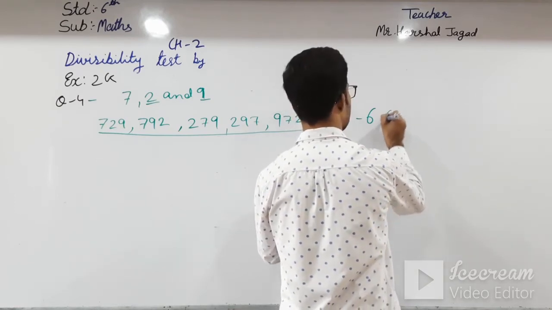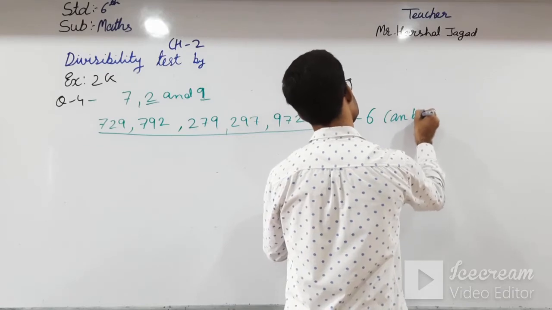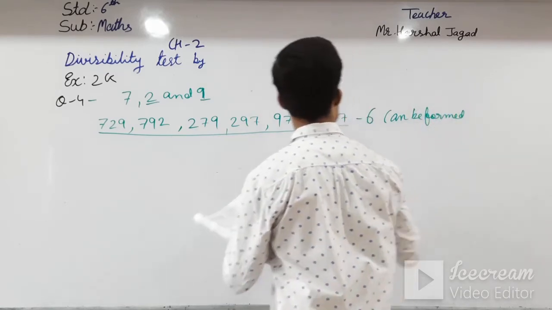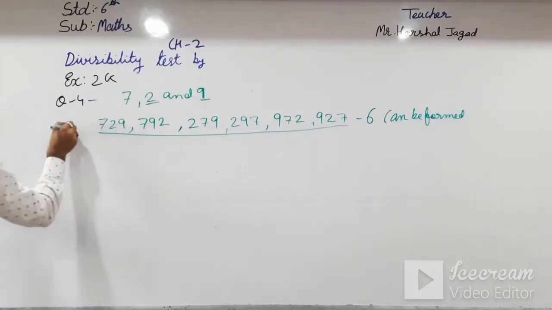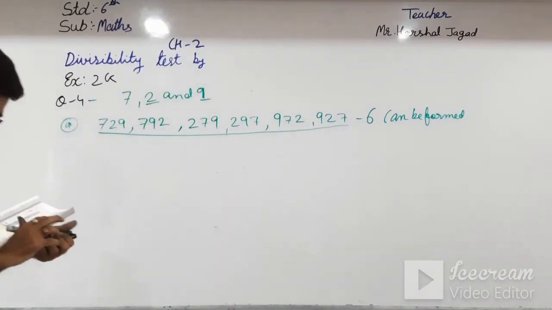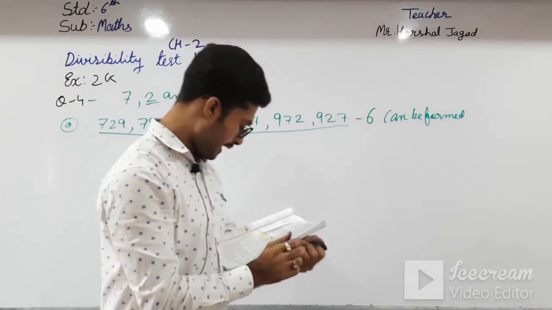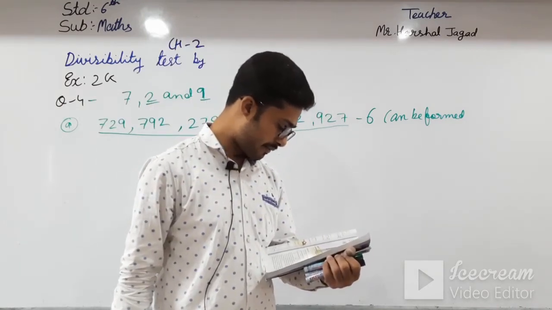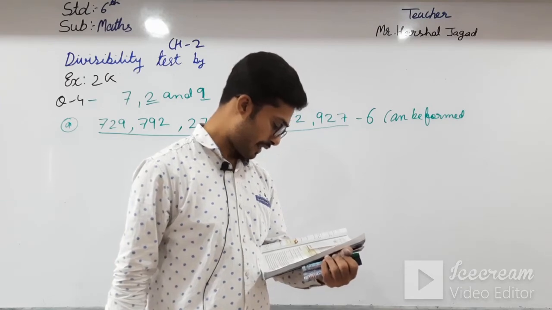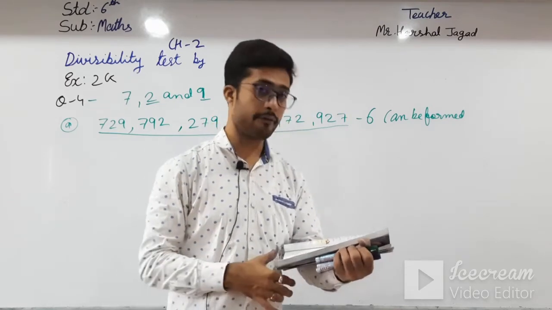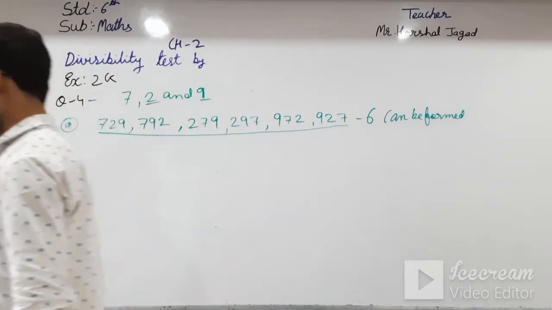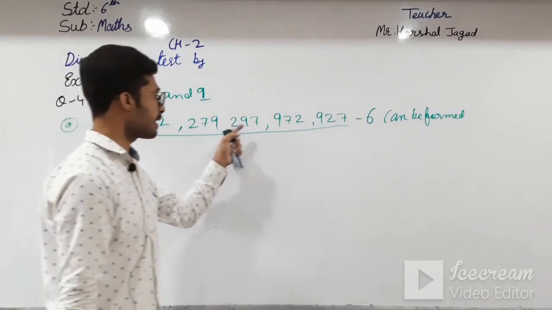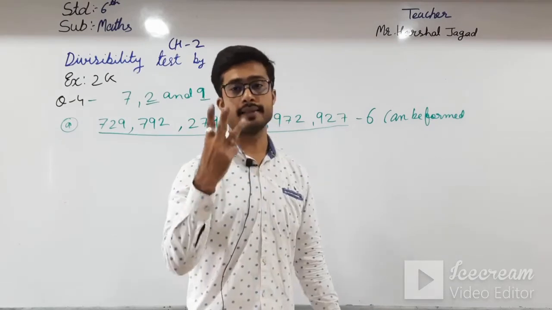Six can be formed, that is A. Moving towards B, how many of the numbers formed in A are divisible by 3, and why? So you have to find out how many of these numbers are divisible by 3.